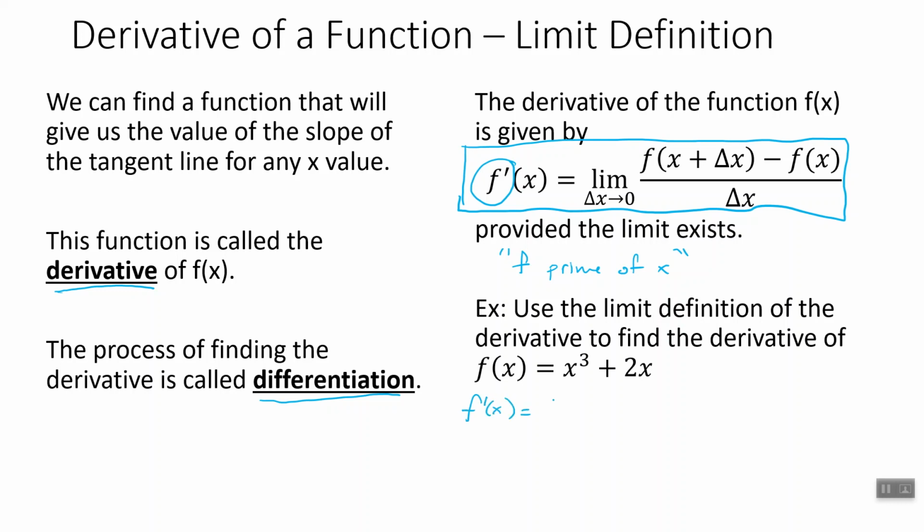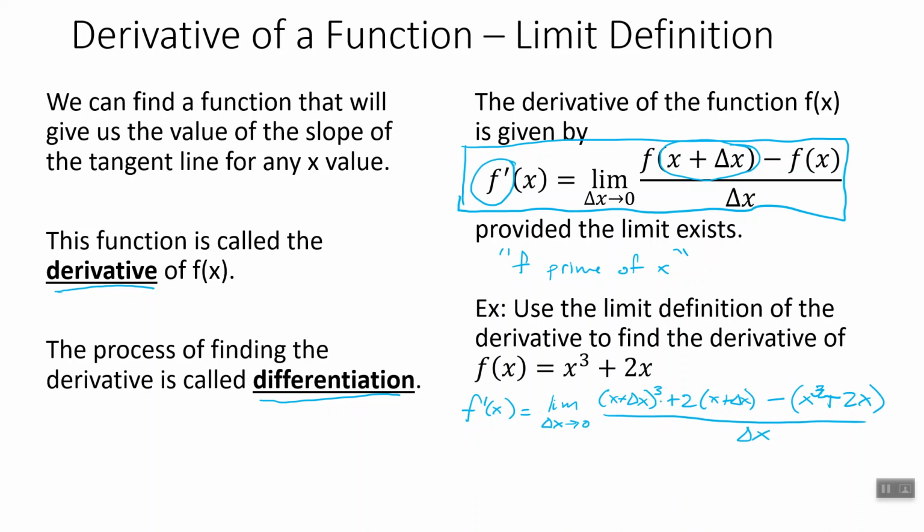So f prime of x is the limit as delta x goes to 0 of this whole function with this plugged in, x plus delta x, everywhere we have an x. So we've got x plus delta x cubed plus 2 times x plus delta x. Then we're going to subtract the original function from it. So I'm going to put it in parentheses here because we are subtracting this whole thing. That's x cubed, sorry, plus 2x. And then it's all over delta x.